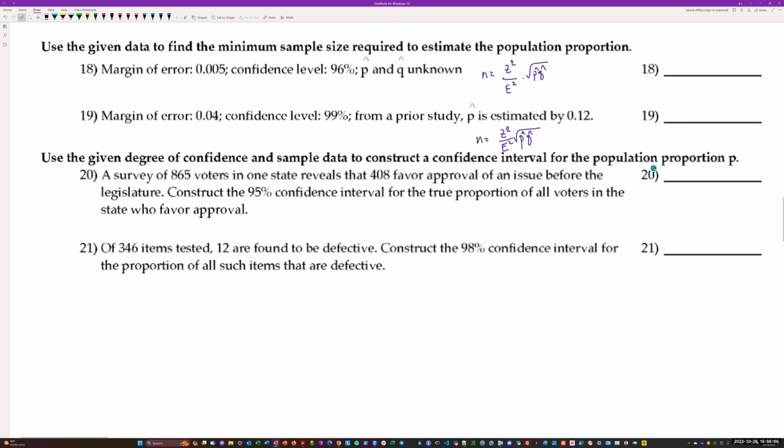What do you think? If you have this formula, what would you guess? Which one has to be the margin of error? E, right? Does that make sense? Yeah. 0.04 squared for the bottom for sure. That's correct.